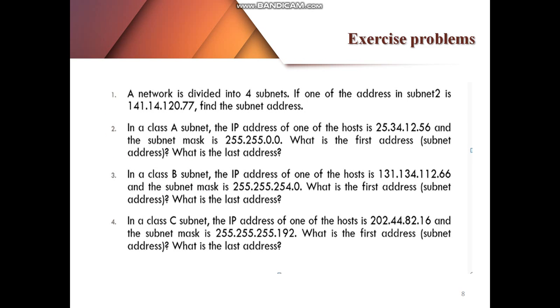These are exercise questions. You can try them: how to calculate IP address, subnet mask, etc. Try to solve these questions.